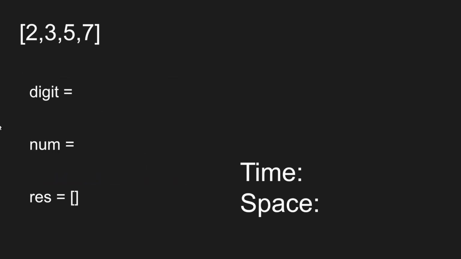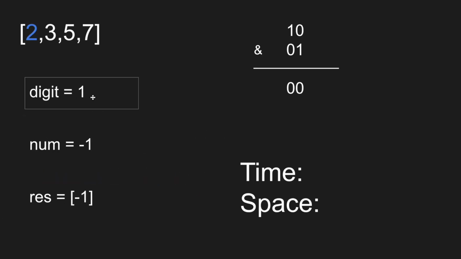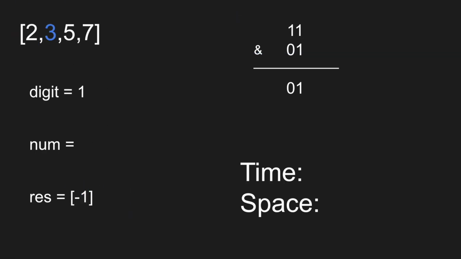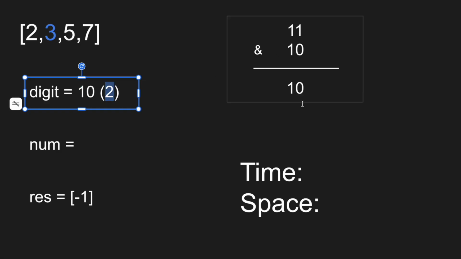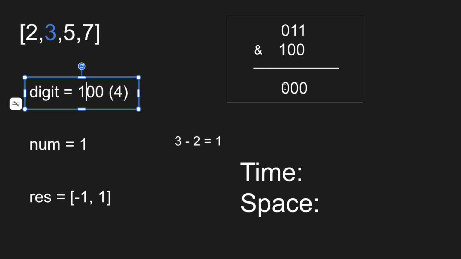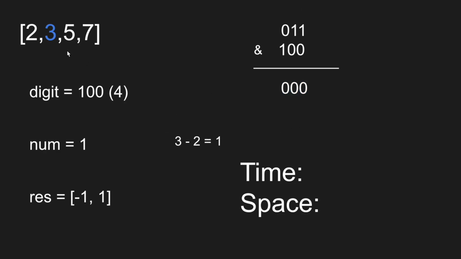So let's go through this example real quick. The first one, the number 2, does not have any number that satisfies the condition, so we add -1. Move on to the next one. When the digit is 1, it does not make it 0, so we go on to the next one. When the digit is 10 in binary, or 2, it's not 0, so move on to the next one. And now when we set it to 4, then it is 0, so we will do 3 minus the previous digit, which is 2, is equal to 1, so we add 1 to result.